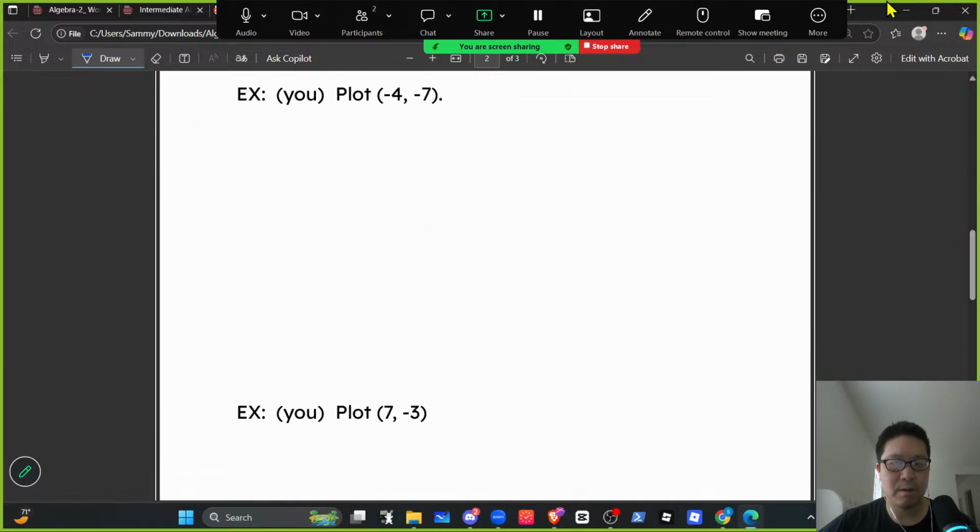Okay, your turn. Go ahead and plot the ordered pair (-4, -7). Wait, do you want me to draw a graph? Yeah, just on a piece of paper or whatever.